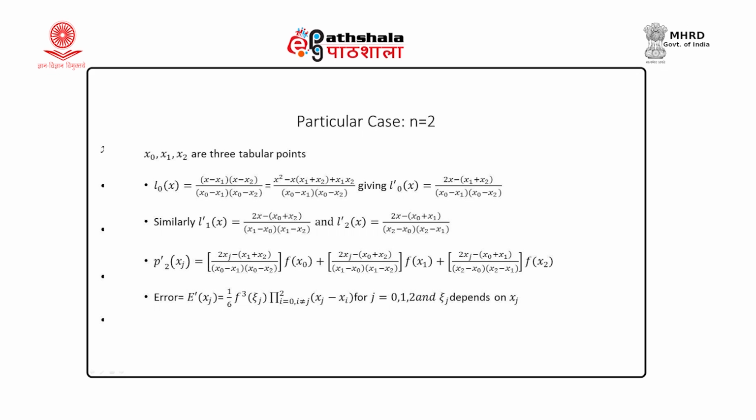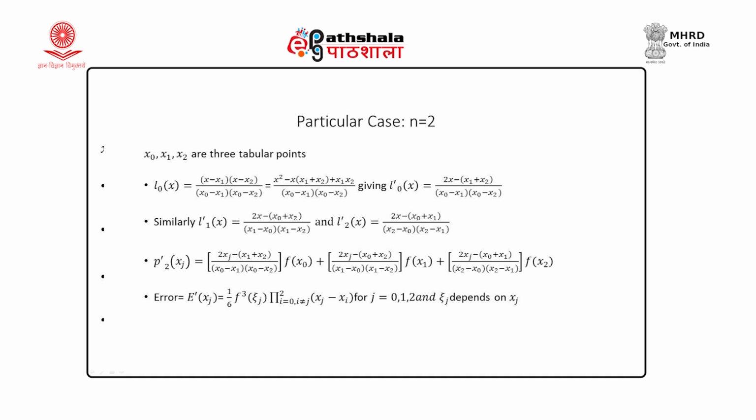We can say that L 1 dash x is 2x minus, now x 0 will not, x 1 will not be there. So, x 0 plus x 2, and denominator will be x 1 minus x 0 into x 1 minus x 2. In the case of L 2 dash x, denominator will be x minus x 0 into x minus x 1, put x equal to x 2. So, x 2 minus x 0 into x 2 minus x 1, and numerator will be 2x minus, in this bracket x 2 will not be there. So, x 0 plus x 1.